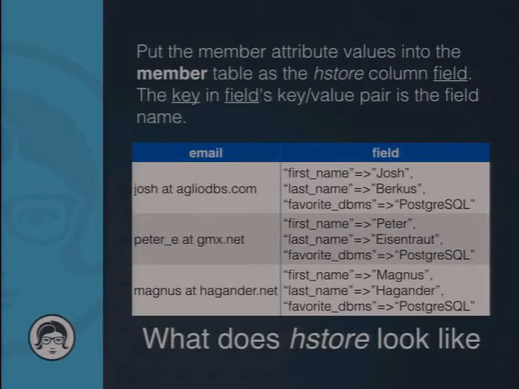So for those of you who aren't familiar with HStore, this is what it looks like if you just pull the data out, see what's in there. Pretty straightforward. We've got your email address, our unique identifier. Then in this HStore column, we have the key value pairs of their first name, last name, favorite database.